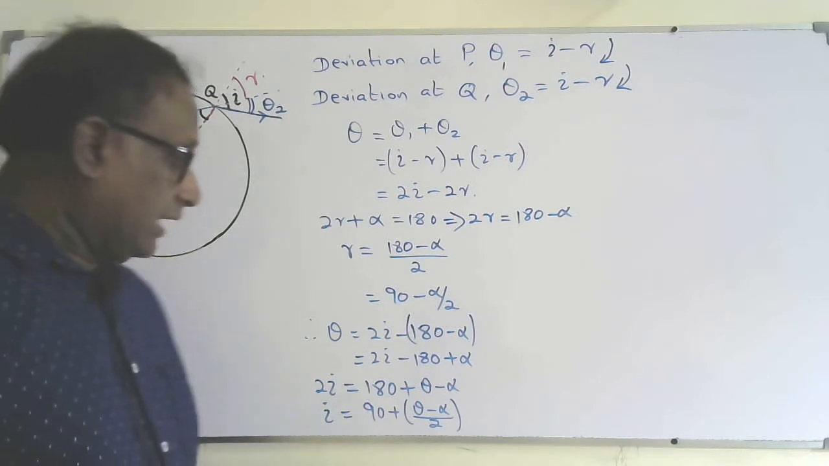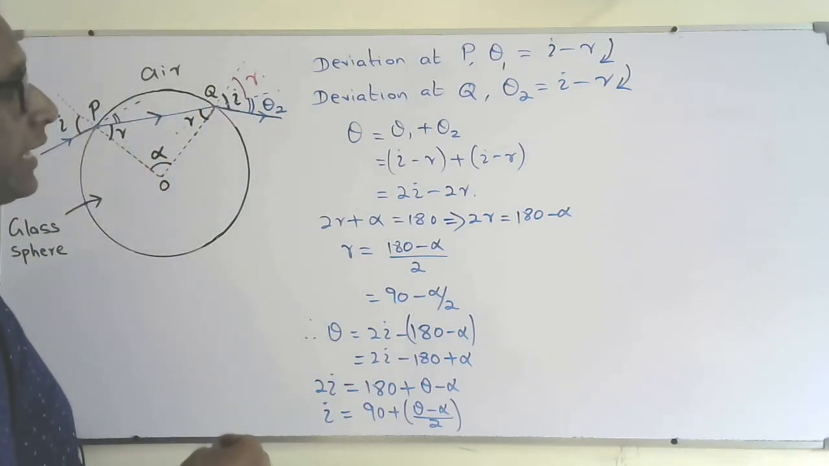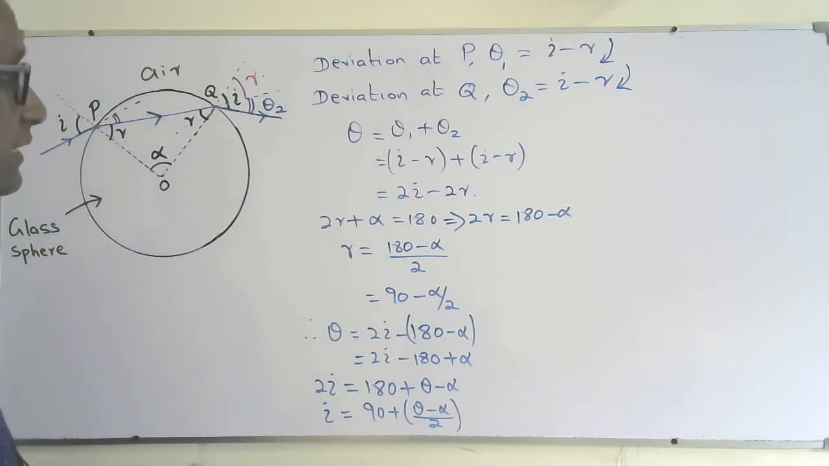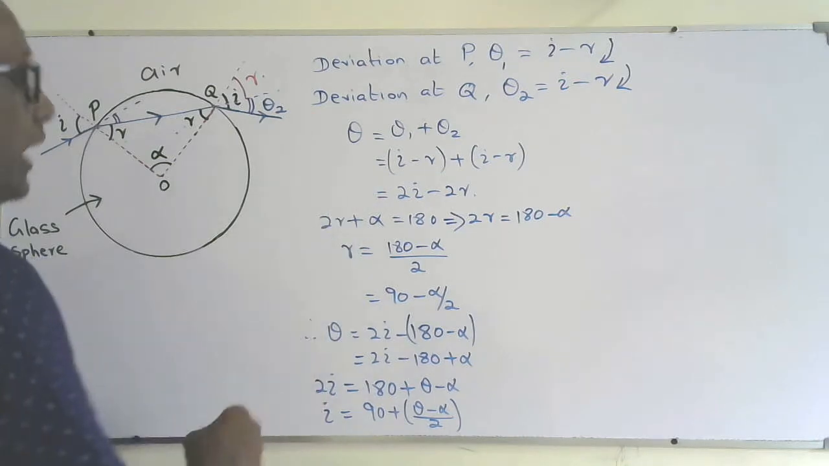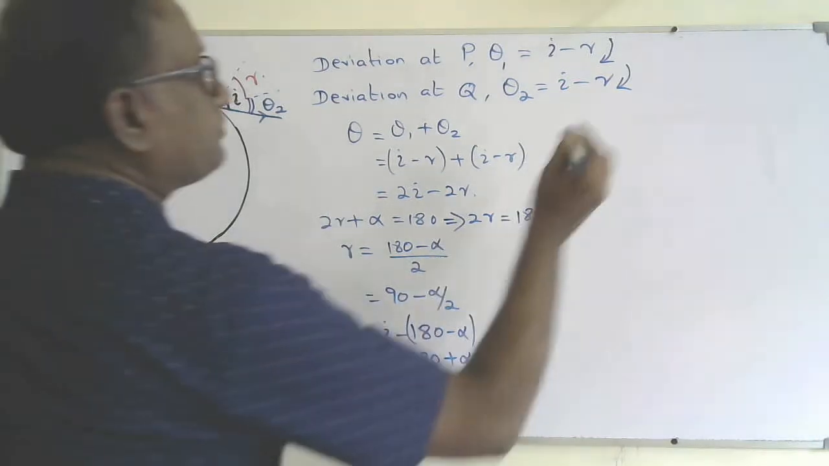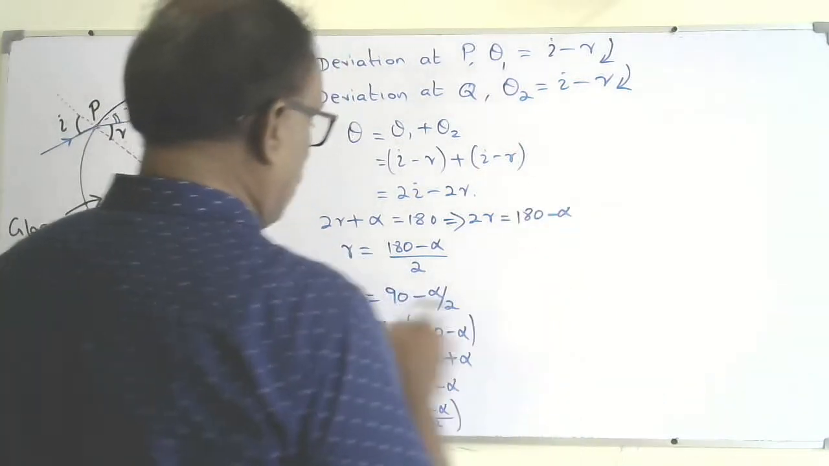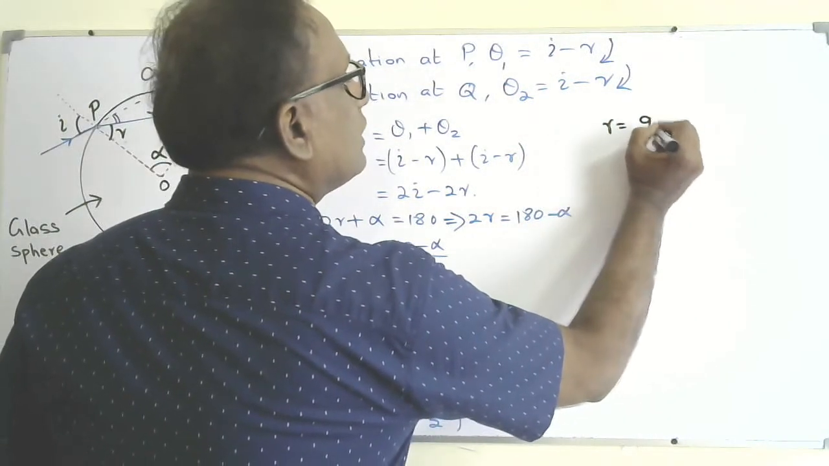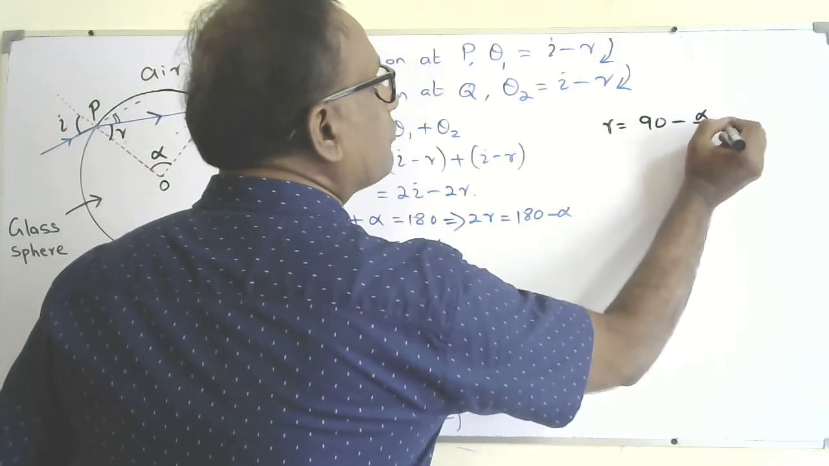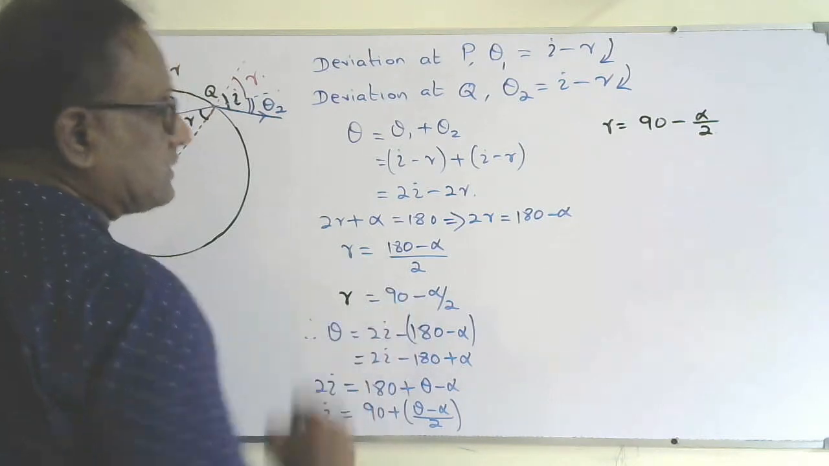I should get the R also in terms of theta and alpha. So how can I find the R in terms of theta and alpha? Use this equation, theta equals 2I minus 2R. Or you can say here R is equal to 90 minus alpha by 2. From this equation, R equals 90 minus alpha by 2.